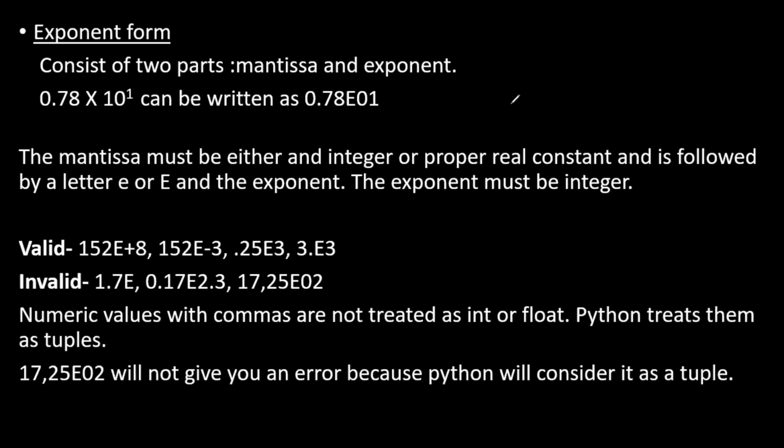Now, numeric values with commas are not treated as int or float. As I told you, it is neither int nor float, because in an integer also you cannot use commas. Python treats them as tuples. If you write these two in IDLE, it will give you an error. But if you write these two in IDLE, it will not give you any error, because these are treated as tuples. Now, what are tuples? That you will know in later videos when we discuss tuples. For now, you should know that this will not give you any error, because it is considered as tuples, which we will discuss later on.